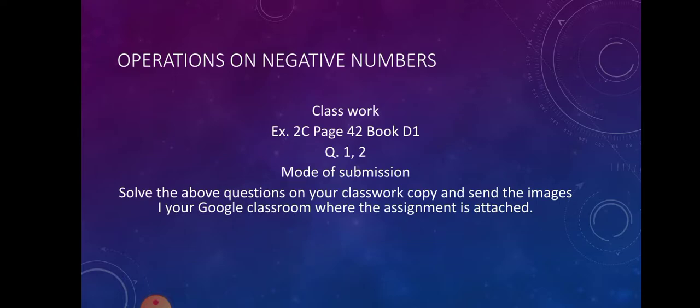Now here you can see your classwork: Exercise 2c, page 42 from D1. You are supposed to solve questions number 1 and 2 on your classwork copies, and you need to send the images on Google Classroom where the assignment is attached.